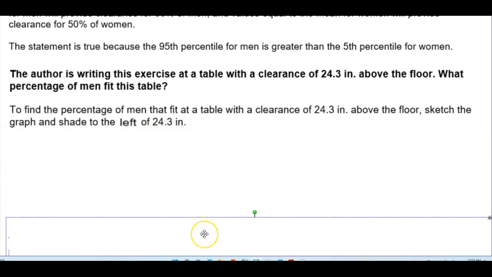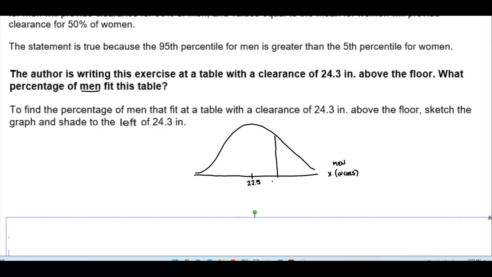So what we're going to do is draw our bell curve, and then label all the items. We know that our mean, and again we're dealing with the percentage of men, is 22.5 inches. X is going to represent inches. Again, we're looking at the bell curve for men since we're dealing with the 22.5 mean. Now we know that 24.3 is going to be to the right of that value, so X is going to equal 24.3.